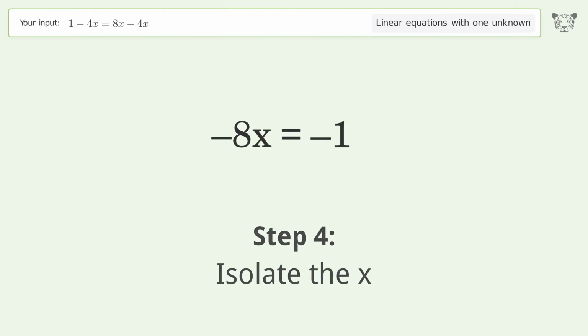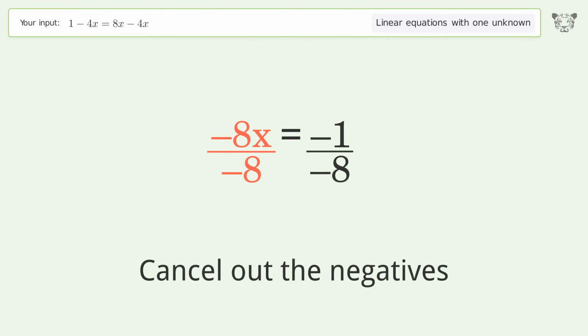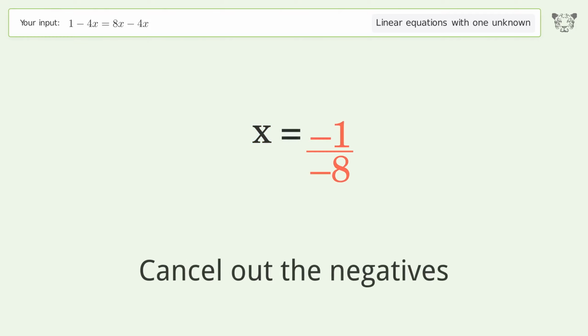Isolate the x. Divide both sides by -8. Cancel out the negatives. Simplify the fraction. Cancel out the negatives.